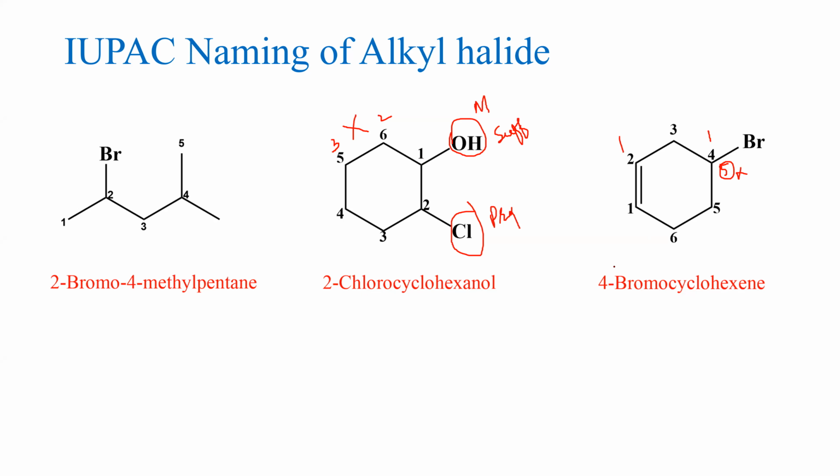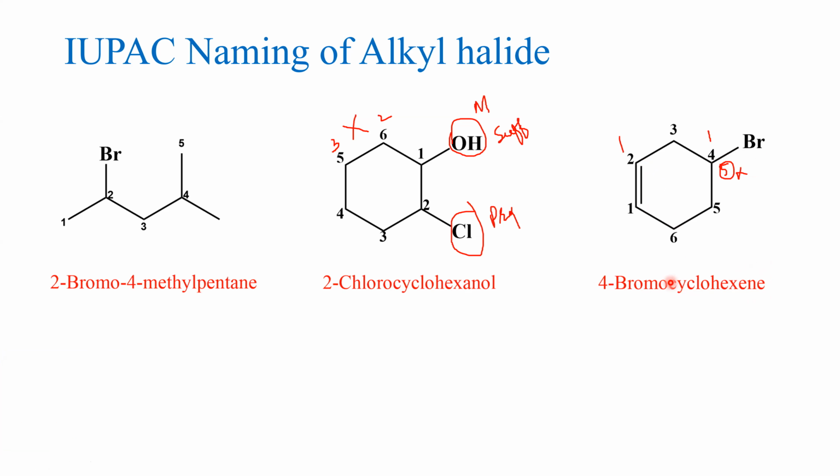The third one is again a 6-membered ring structure, so we will use hex and cyclo to mention that this is a cyclic, closed structure. Then ene, the suffix, is for mentioning the alkene, because now this is having the double bond. Now the 4th position carbon is having this bromine, so we will use the 4 and the bromo.